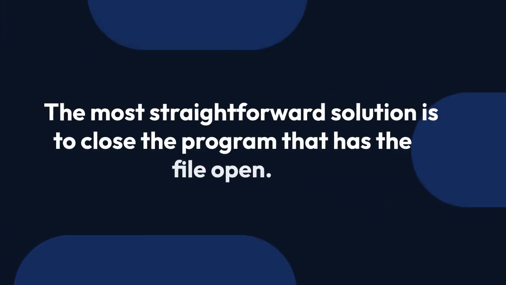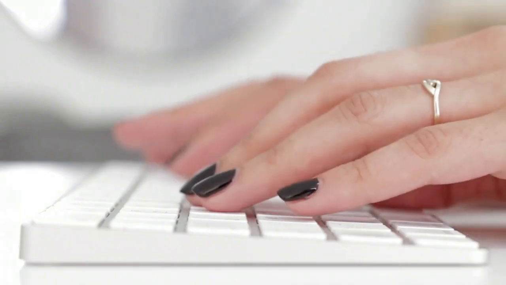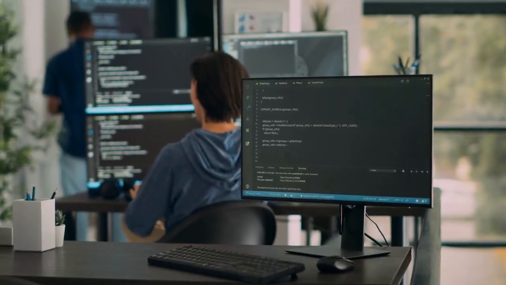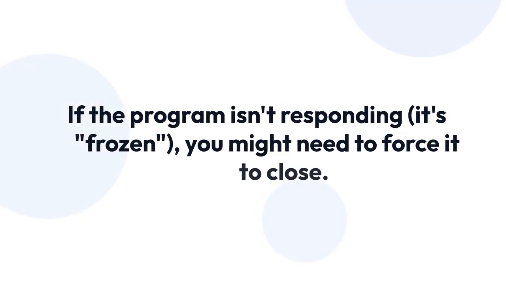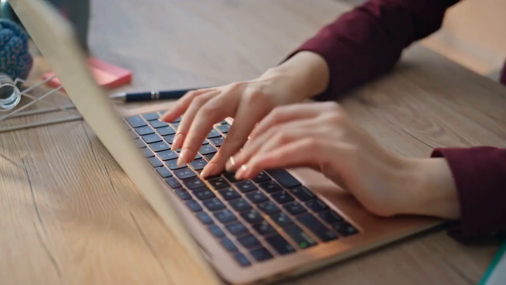The simplest method, closing the program. The most straightforward solution is to close the program that has the file open. This might involve clicking a Close button, selecting Exit from a menu, or using a keyboard shortcut like Alt plus F4 on Windows. Once the program is completely shut down, the file should be released, allowing you to delete it normally using your File Explorer or command prompt. If the program isn't responding, it's frozen, you might need to force it to close. We'll address that in point 3.